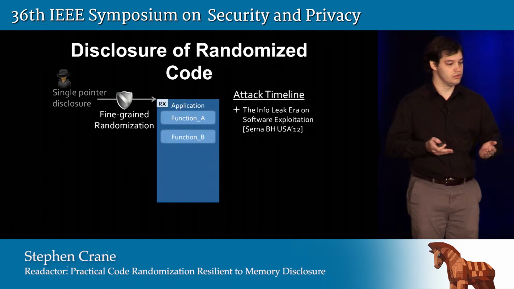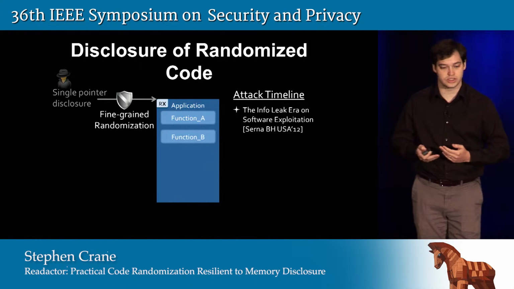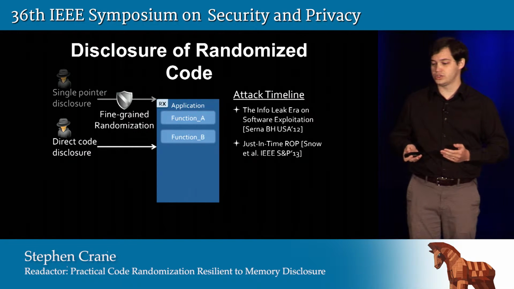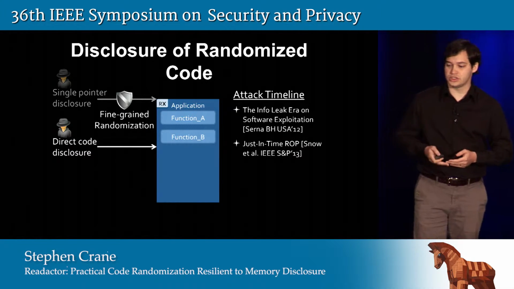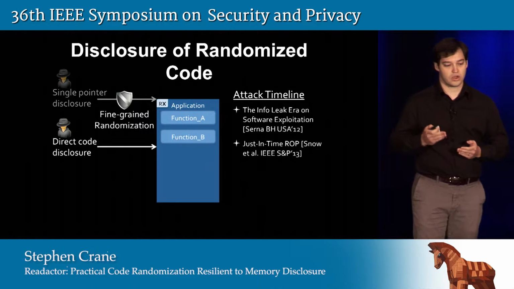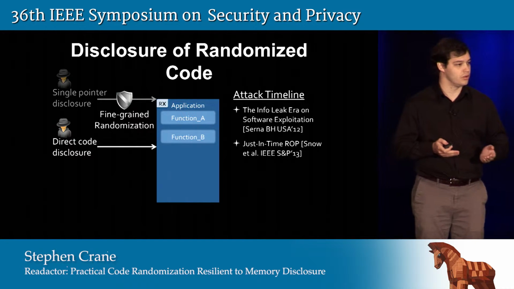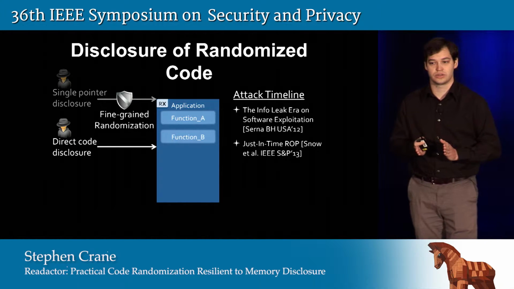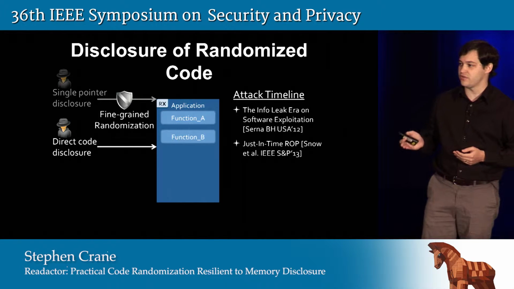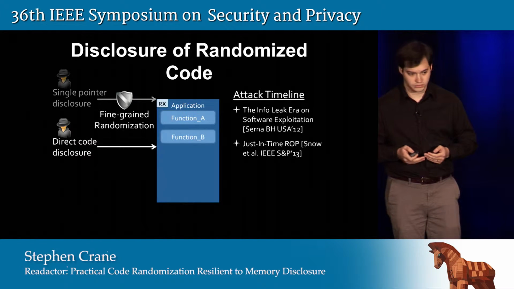Well, to get around this defense, Snow et al. proposed JIT ROP, which uses what we term direct code disclosure. The attack reads the application code after it has been randomized, and then builds a ROP attack on the fly to target this specifically randomized version.